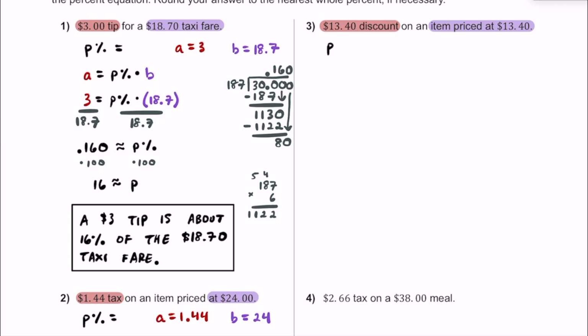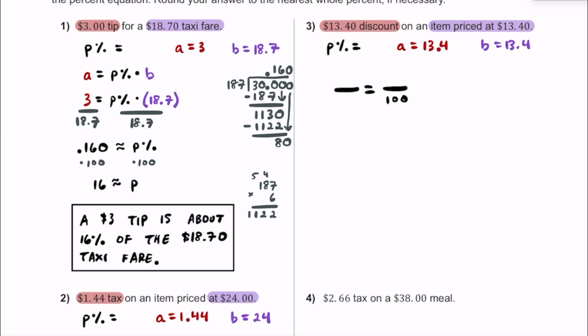Well, we can say here that we're looking for a percentage. That is our unknown. What percent is it when it's free? Let's see, A is going to be our discount. That's going to be $13.40, or 13.4. And then let's see, this item is priced at $13.40. So this is interesting. I'm going to use the percent proportion. I think this one might be good for this type of problem.